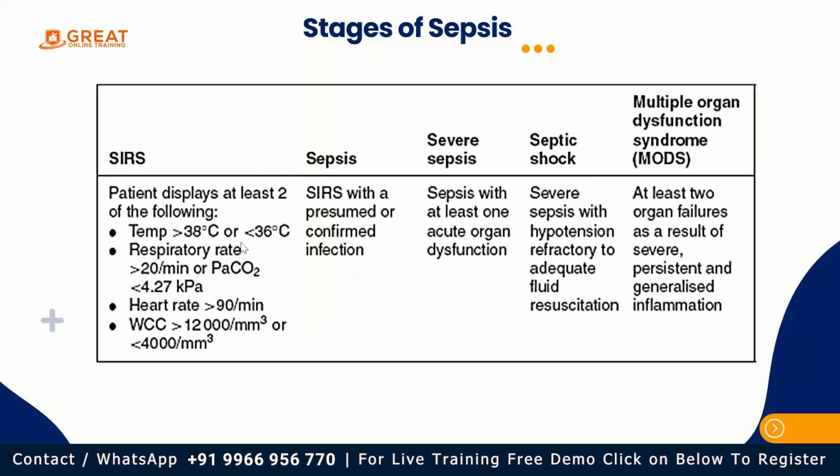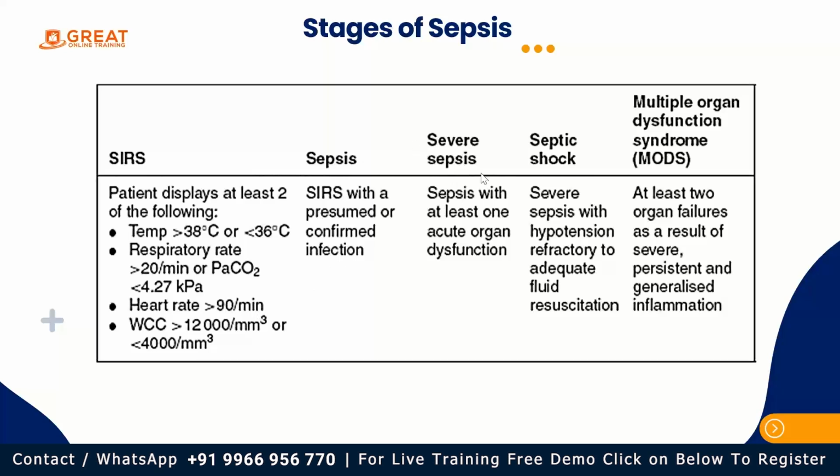We will see the stages of sepsis: SIRS, sepsis, severe sepsis, septic shock, and multiple organ dysfunction syndrome, also known as MODS. For SIRS, the patient displays at least two of the following symptoms. And then sepsis means SIRS with a presumed or confirmed infection. Any of these two symptoms plus confirmed infection is called sepsis.